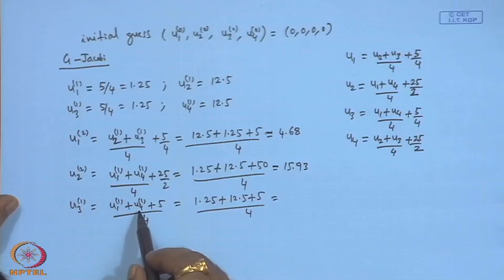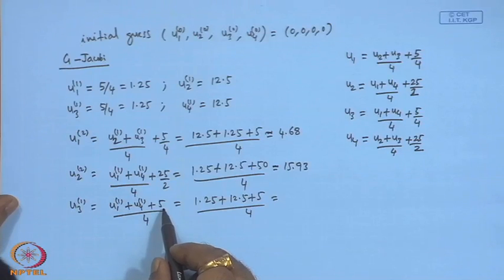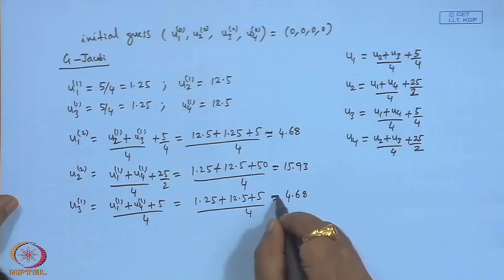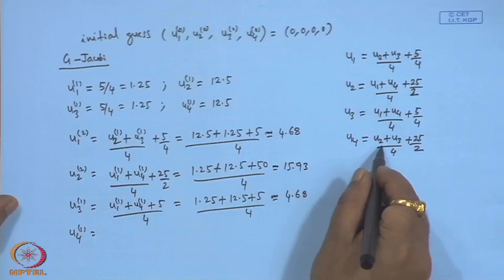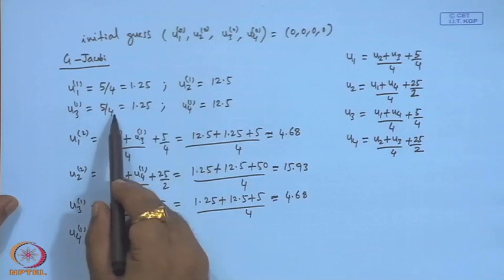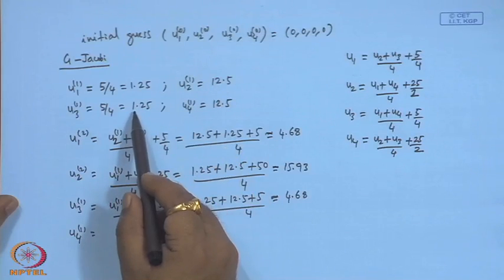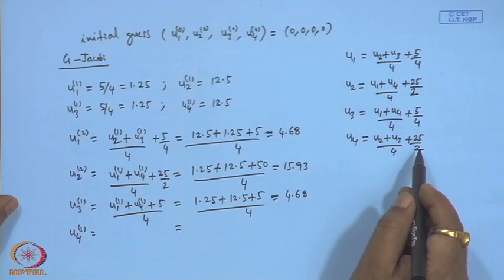Then u 3 is u 1 plus u 4. So, u 1 plus u 4. So, 13.75 plus 18 point something. So, it is same. So, this is same as 4.68. Then u 4 1. So, this is u 2 u 3. Okay. Because you can compute u 2 u 3. So, these are 12.5 plus, so 13.75 plus 50. Okay. So, 13 point something plus 50.